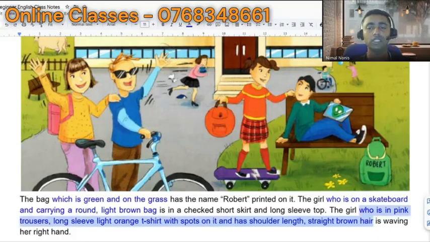So that description is written with the relative pronoun, and then we come to the main sentence: the girl is waving her right hand. But we are giving more information about that girl. The girl who is in pink trousers, long sleeve, light orange t-shirt with spots on it and has shoulder length straight brown hair is waving her right hand.